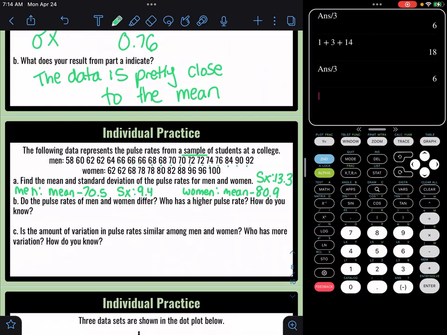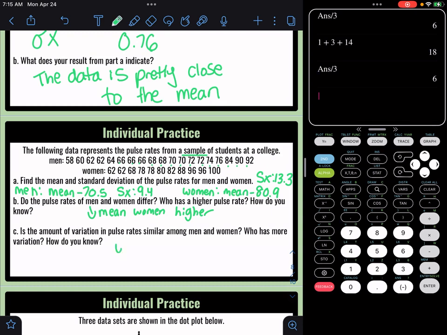Alright, do the pulse rates of men and women differ? Well, yeah, because the mean for women is a lot higher. Who has the higher pulse rate? It would be the women. And how do I know? From the mean. Is the amount of variation in pulse rates similar among men and women?